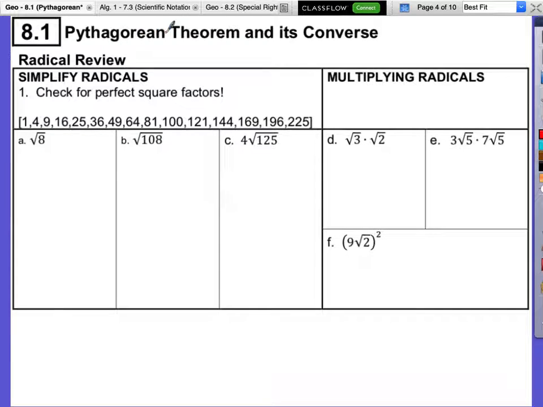But before we go all the way into that, we're first going to do more of this radical review that I kind of talked about during our warm-up today.